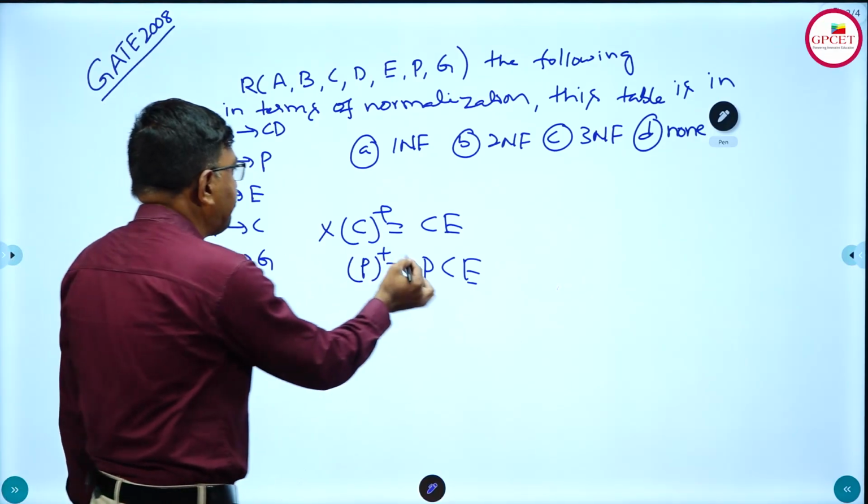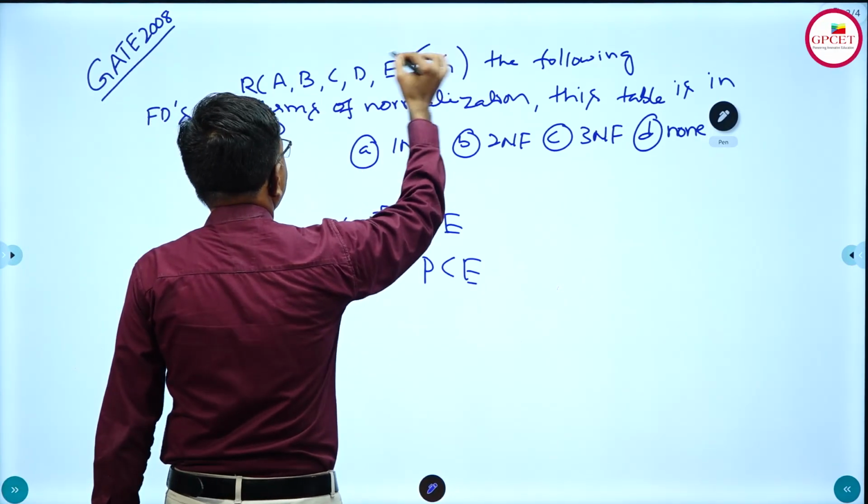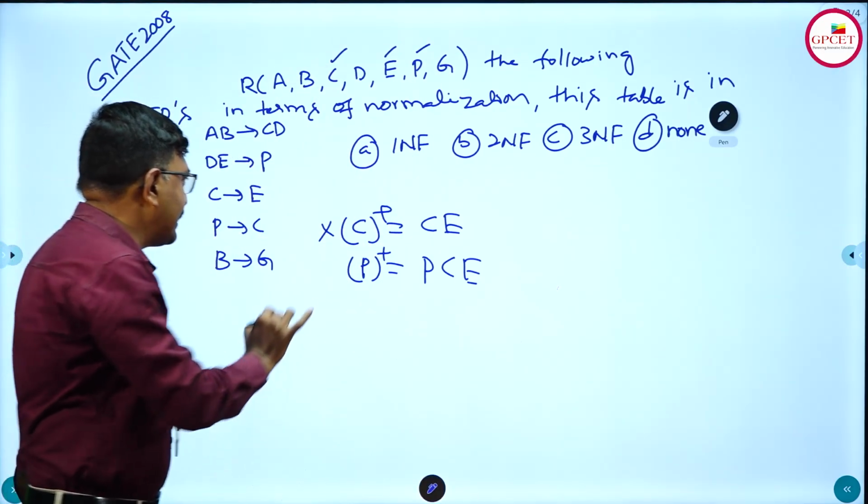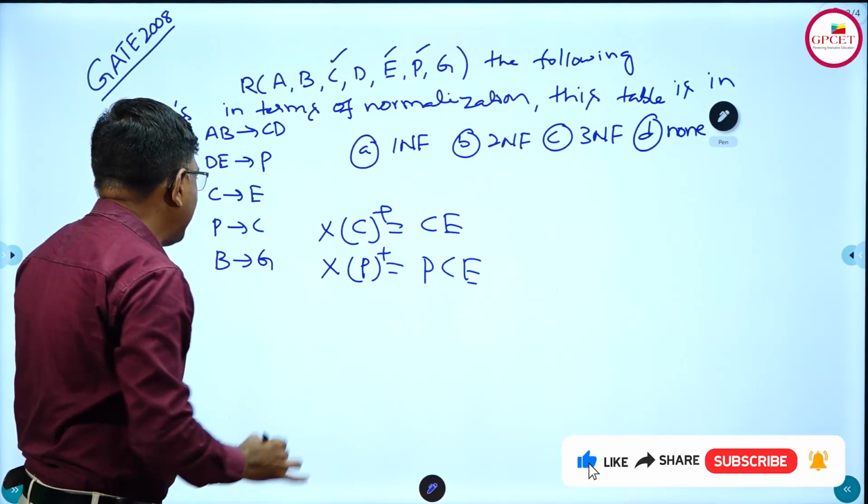Okay, P and C are there, and then E is there. We miss the remaining attributes. That's why P is not a candidate key. And next, B closure.